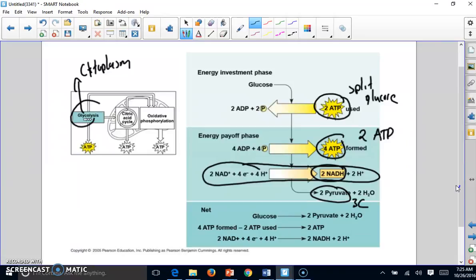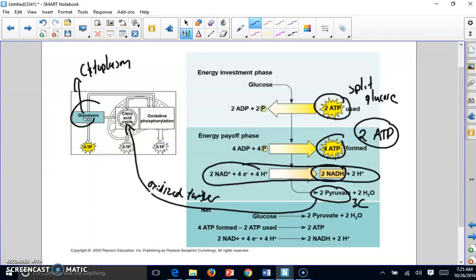What we're going to see, and we're going to see this on Friday, is that these 2 pyruvate are going to go to the Krebs cycle, or the citric acid cycle, where they're going to be oxidized further. So they'll be oxidized further. We've netted our 2 ATP so far that's going to be used for energy. And then we're going to see that these NADHs that we make on Friday, we're going to see they go to the electron transport chain to make more energy.